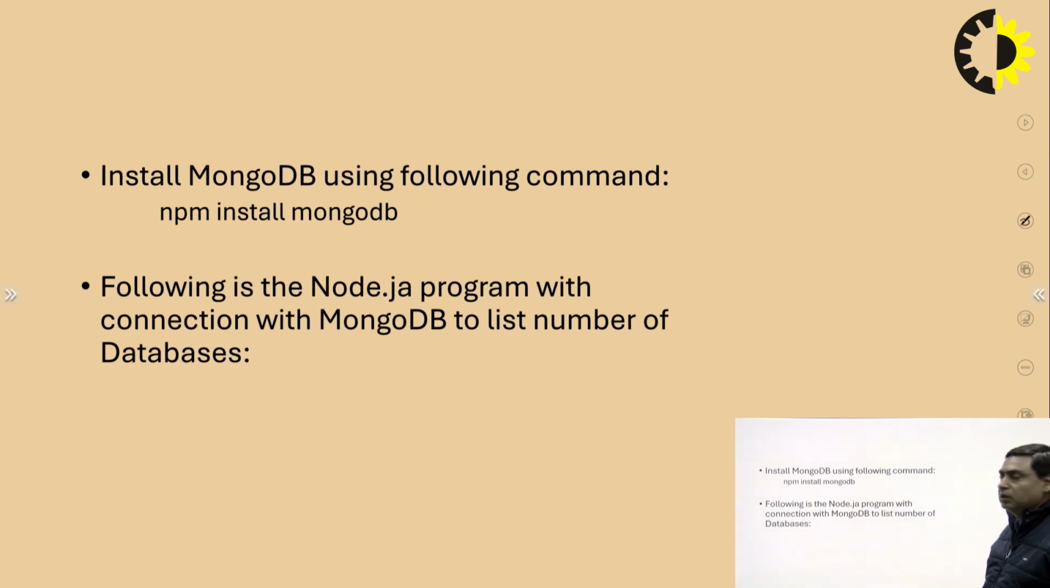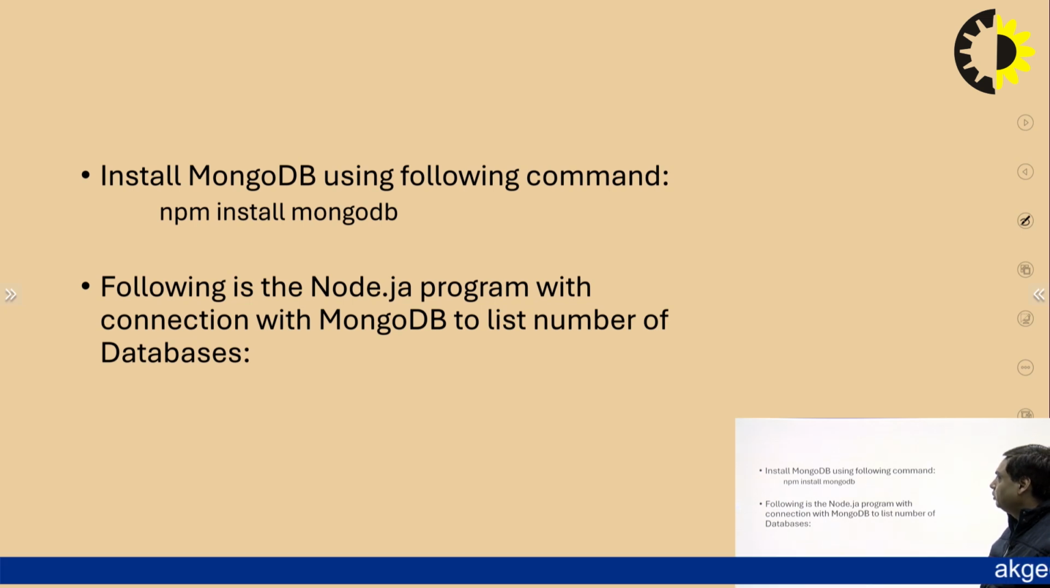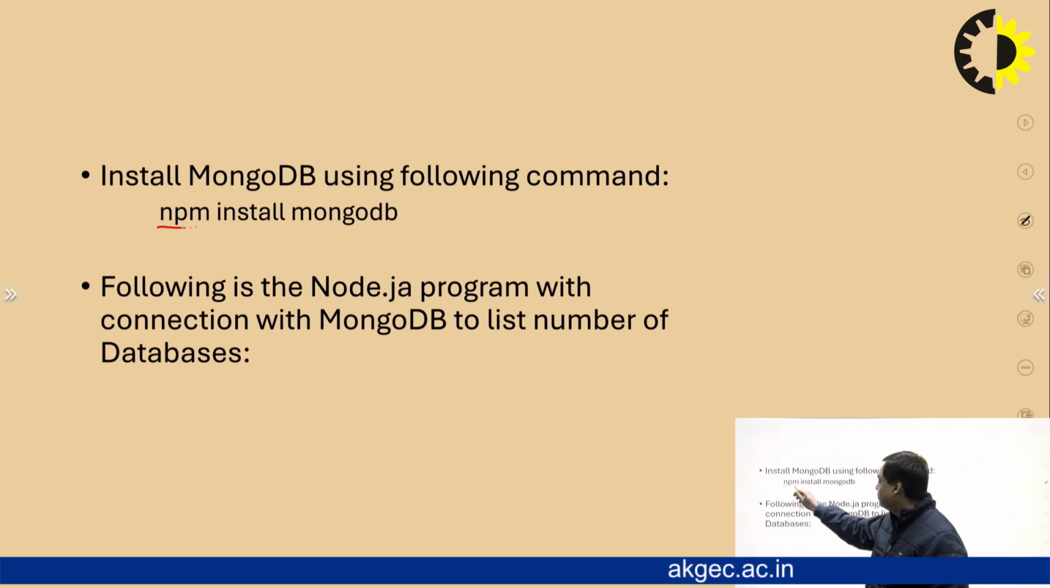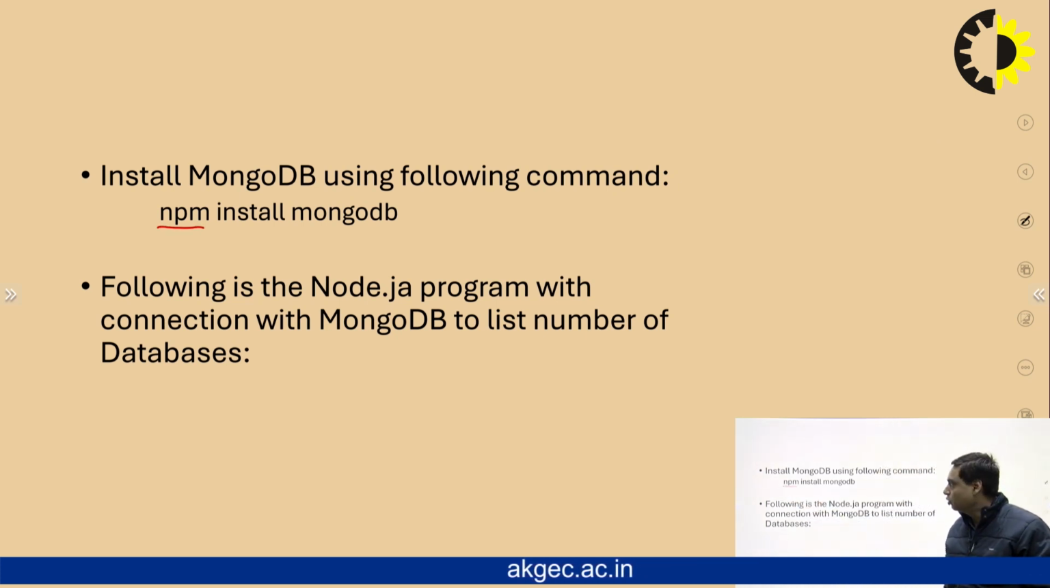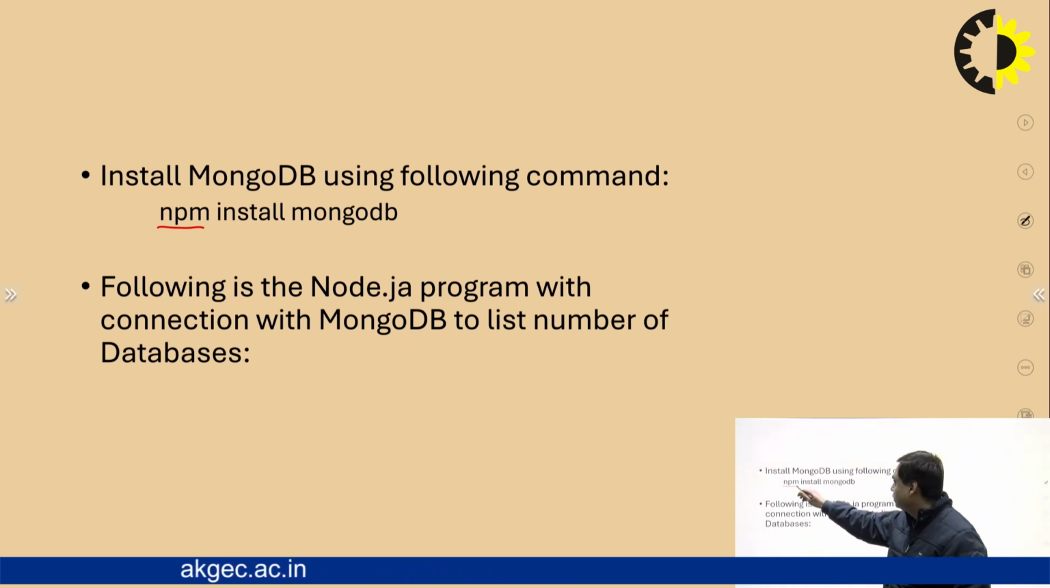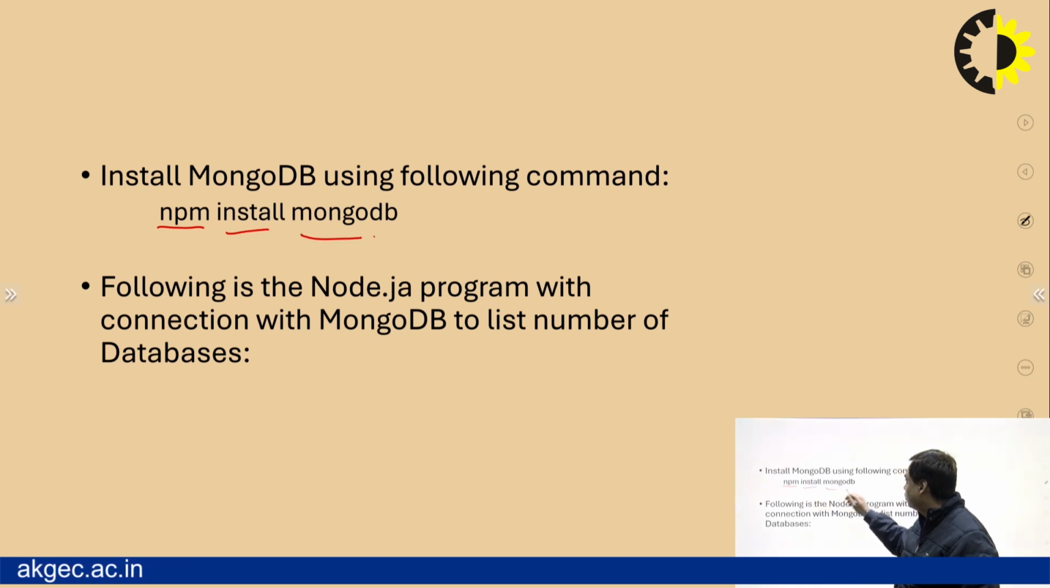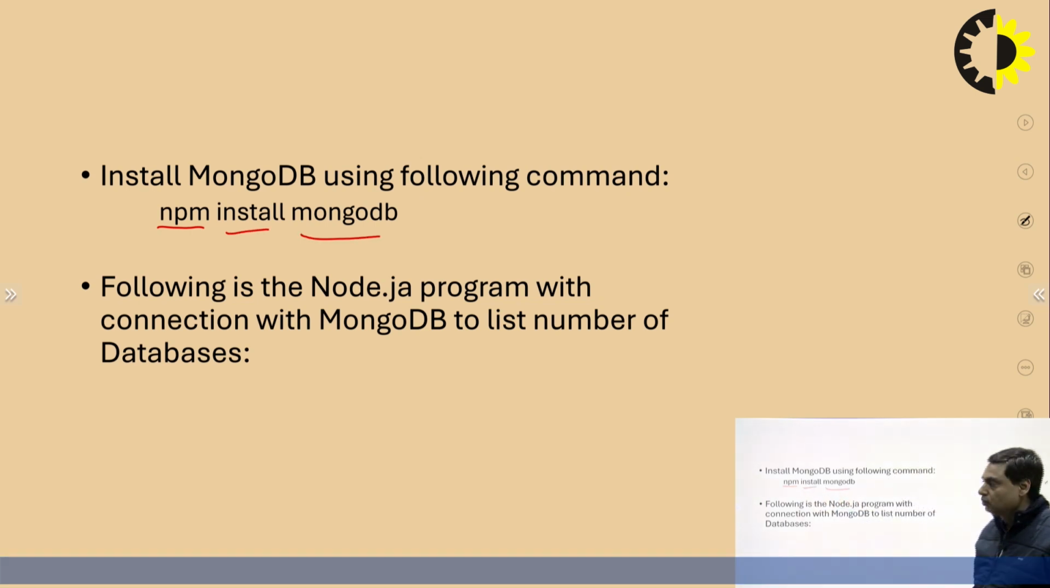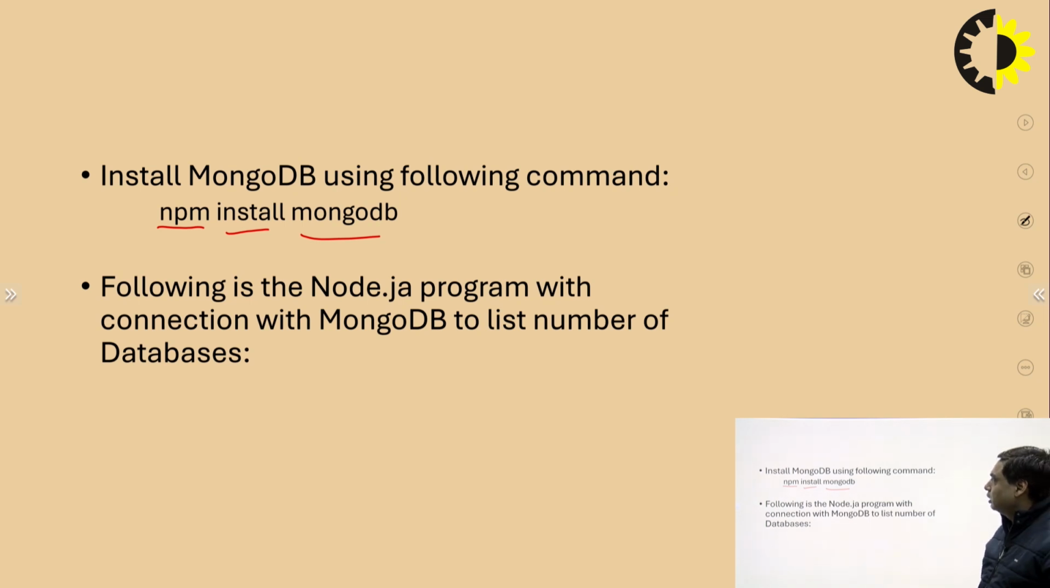Now to work with MongoDB in Node.js, first of all we need to install MongoDB in Node.js. When Node.js is already installed, we use npm to install MongoDB. npm is a command, basically a module management command. With the help of this npm command we can install many modules in Node.js. Here we are installing MongoDB.